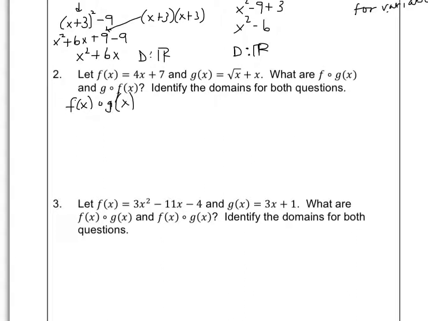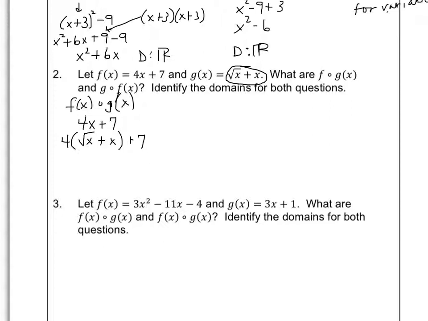Okay, so I'm going to take g and put it into f. So f of x is 4x plus 7. I'm going to replace the x with the square root of x plus x. So I'm going to take 4, and instead of x, it's going to be the square root of x plus 7. Now I need to distribute.